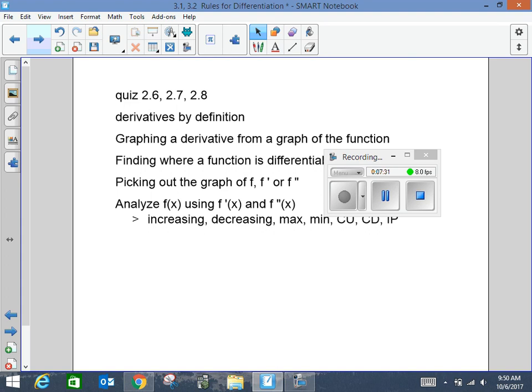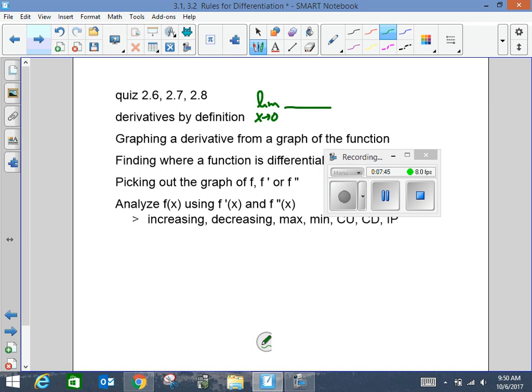This is what's on it. Okay. Derivatives by definition, the long way. What are the 2 formulas that we need to know? Limit as x approaches 0. What's the rest of it? I'm sorry, a. Okay. And all over. Good. That's if we know a specific x, which is the a value, okay?